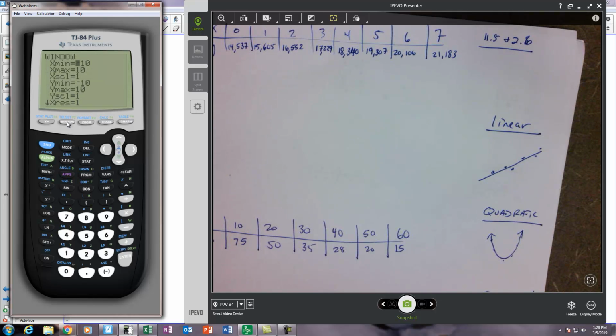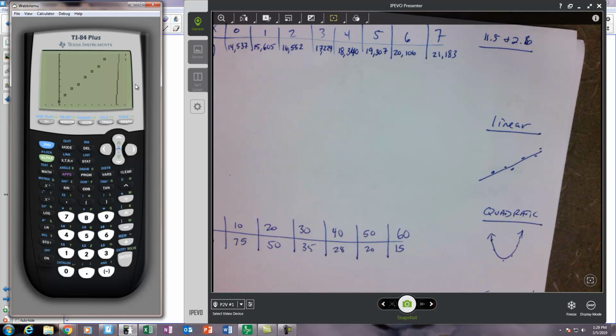So I'm going to press window. I'm going to look at my lowest x was 0, so I'll say -2. I want to include all of my points, so I'm going to go to 10. 10 is bigger than my 7, so that seems okay. Counting by ones makes sense, but my lowest y value was this 14,537, so I'm going to say 14,000. My biggest y value, my y max, was 21,183, so let's go 22,000. And let's count by, say, 1,000. And it just needs to be a number that seems reasonable. Now when I go to the graph, you can see the data.